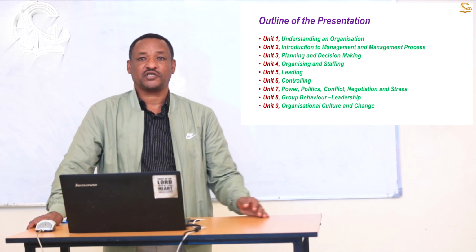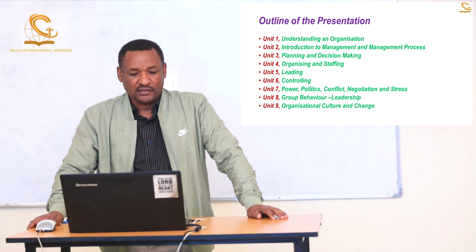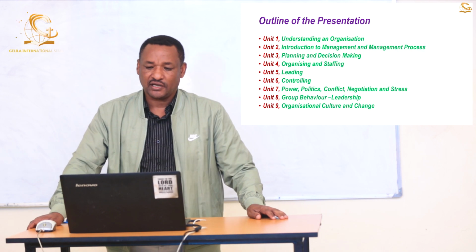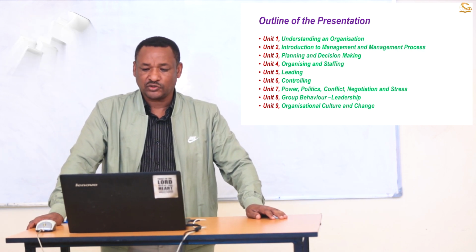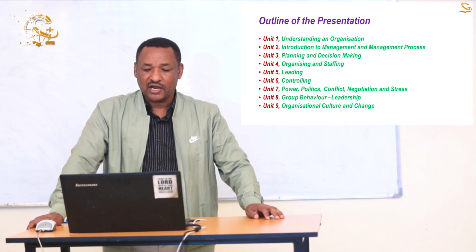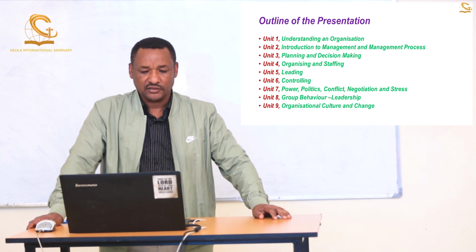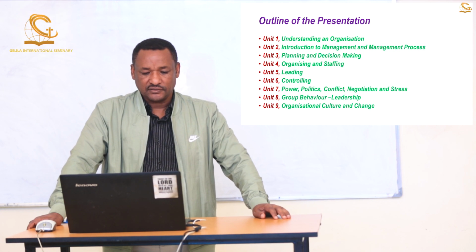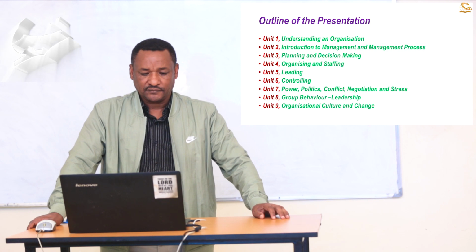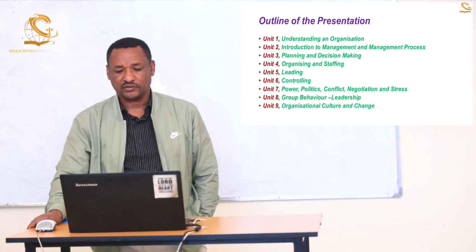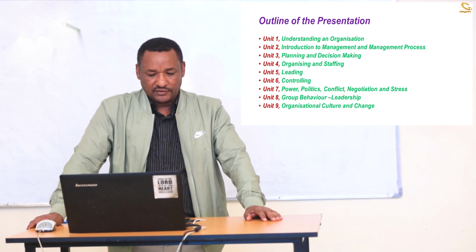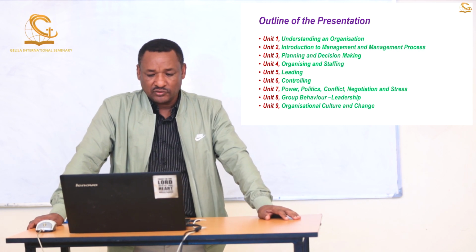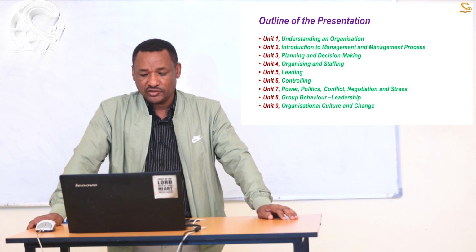the outline of the presentation is about 9 subjects, 9 topics. In Unit 1 we are going to discuss understanding an organization, and Unit 2 introduction to management and management process, and Unit 3 planning and decision, and Unit 4 organizing and staffing, Unit 5 leading, and Unit 6 is controlling, and Unit 7 is power, politics and conflict, negotiation and stress. And Unit 8 is about group behavior and leadership. And at last, we are going to finalize with Unit 9, organizational culture and change.